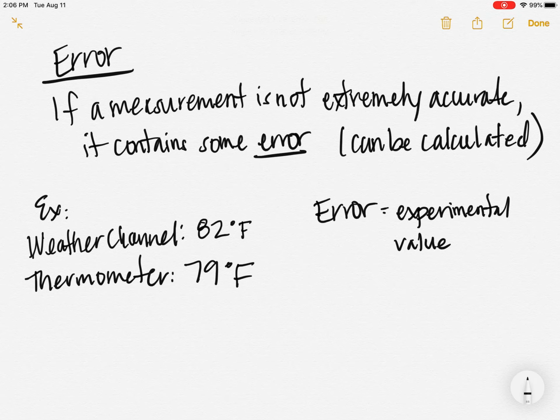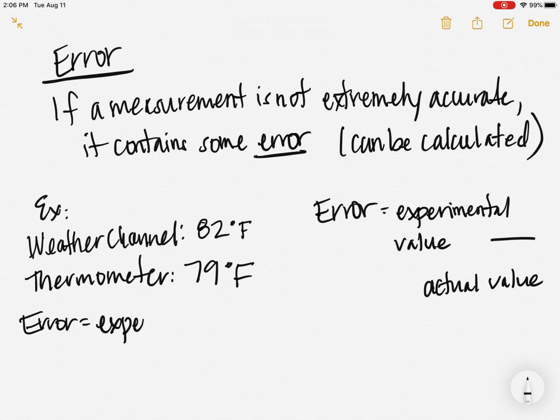I should have written this differently because I'm running out of room here. Minus your actual value. Okay, so that was a pretty poor, I'll write it again over here. So the error is your experimental or your measured minus your actual value, okay?